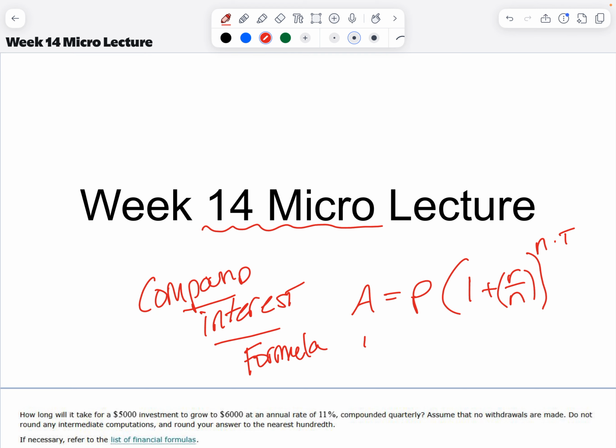is going to be your final amount. P is always your principal. P-R-I-N-C-I-P-A-L. Okay. 1 is kind of standard with the formula. It just kind of comes with it, like brakes on your car.